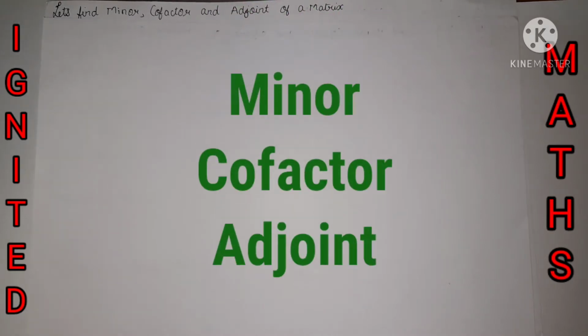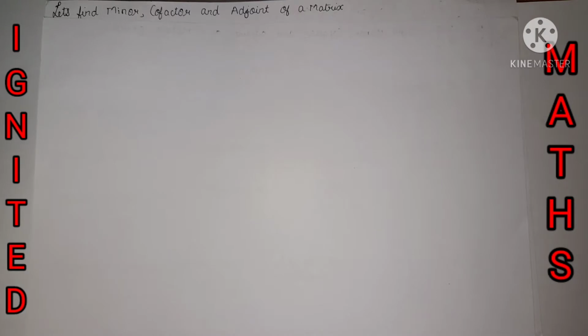Find minor, cofactor and adjoint of the matrix. In this video, we are going to find minor, cofactor and adjoint of a 2 cross 2 matrix, and even the 3 cross 3 matrix. What is the procedure related to it?